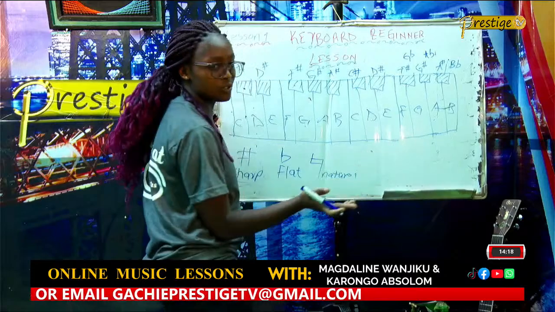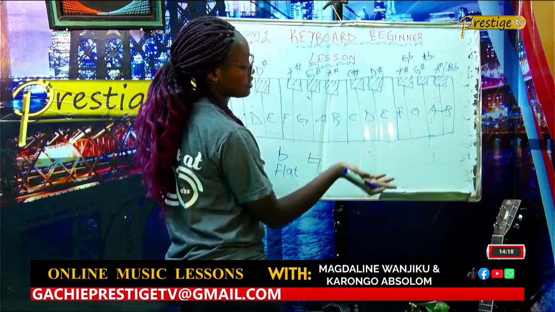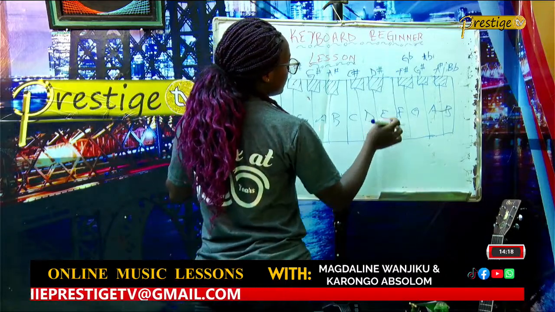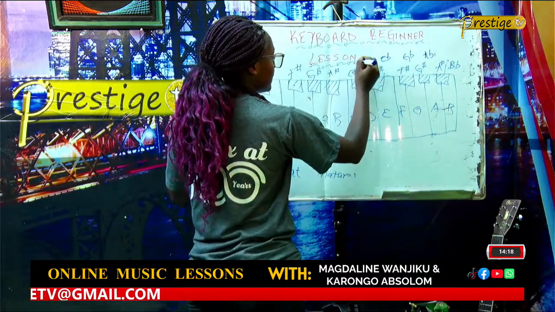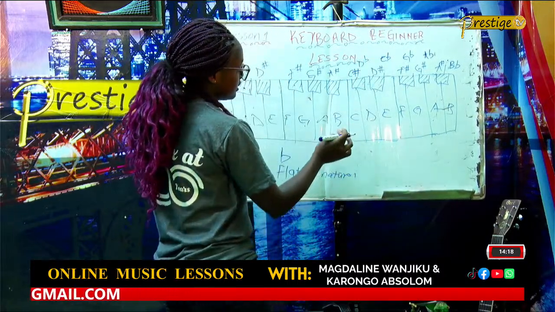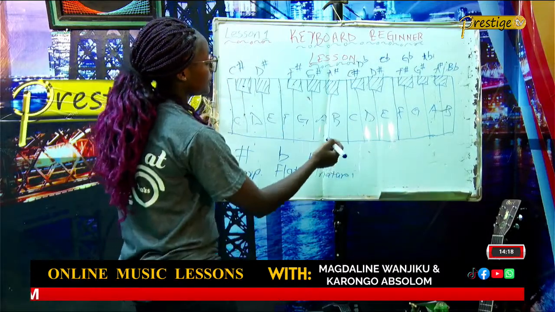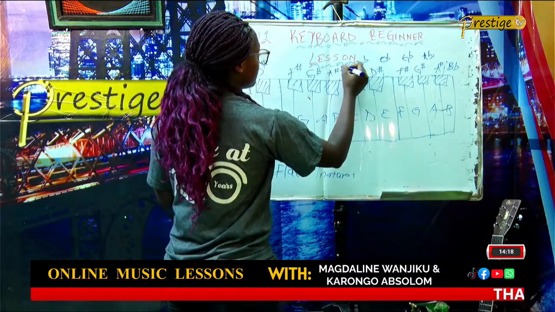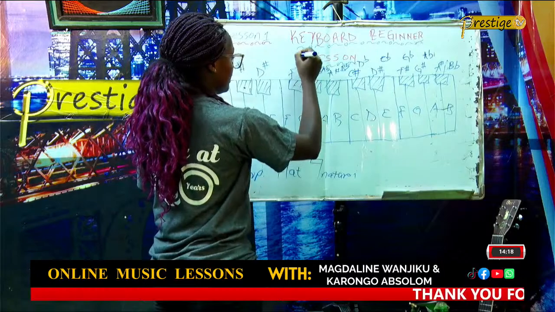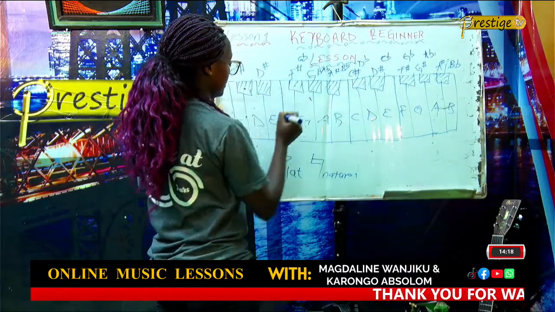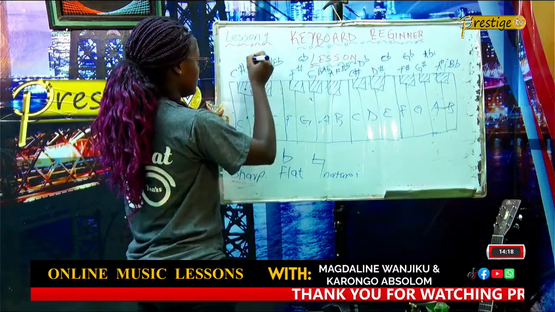F and E, there's no black note, so that's just a half. You've just lowered F by a half, so it's called E. And then E to D, it's called E flat. D, D flat. C, B, no black note, so it's also a half lower. Then we go back again, B flat, A flat, G flat, E flat, and then D flat.